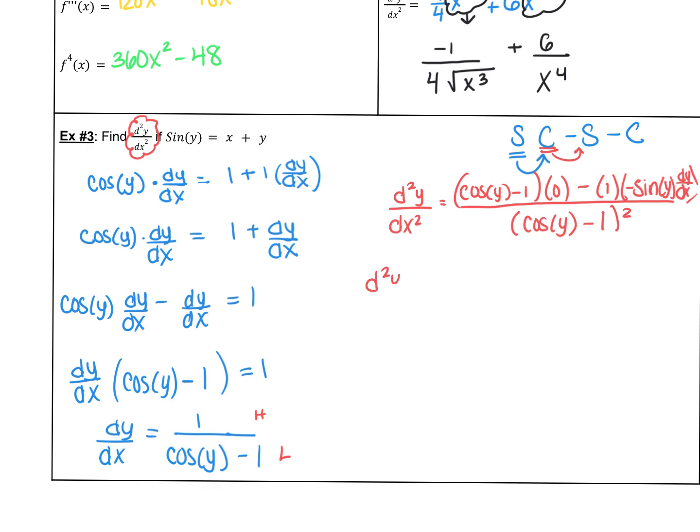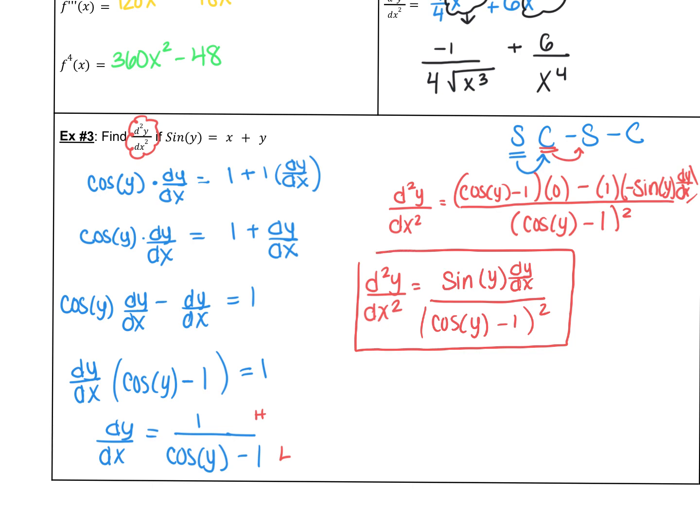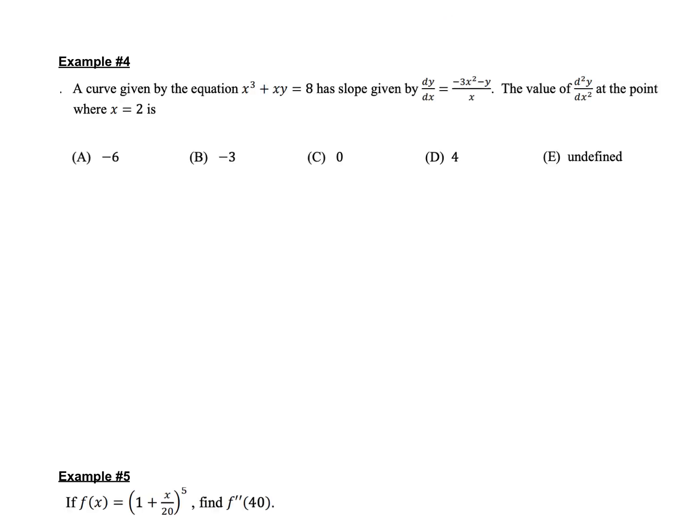So we can clean this up a little bit. D squared y over dx squared is simply, anything times 0 is 0. Negative times a negative is a positive. So we can write this as sine of y times dy/dx over cos of y minus 1, that whole thing squared. It's ugly, but this is totally fine and acceptable for my second derivative. Okay, you're probably wondering, what do I need all this for? So let's take a look at some multiple choice questions in the back.